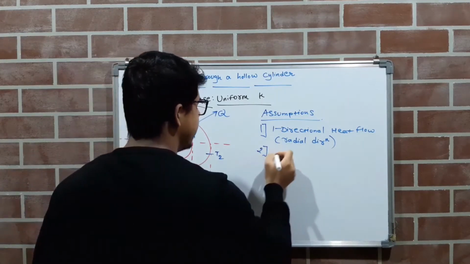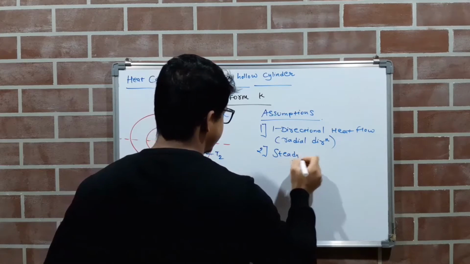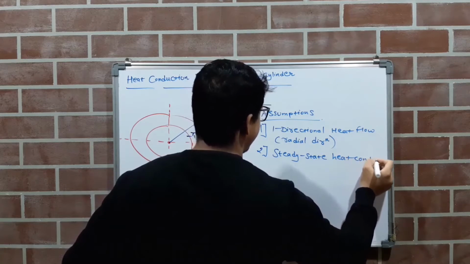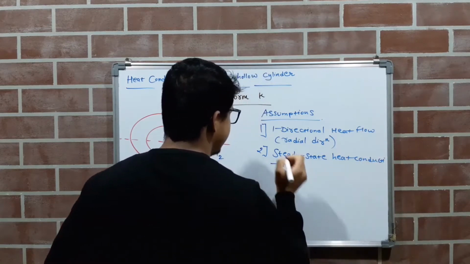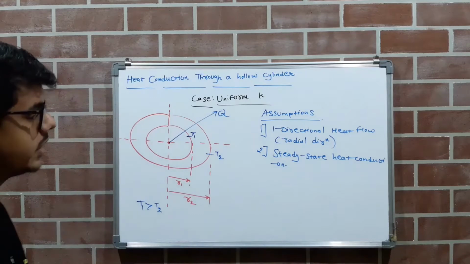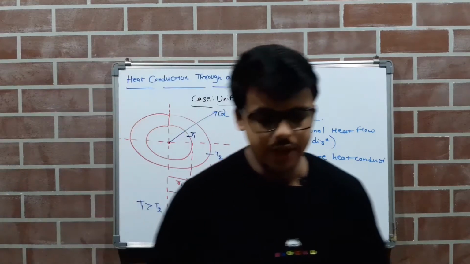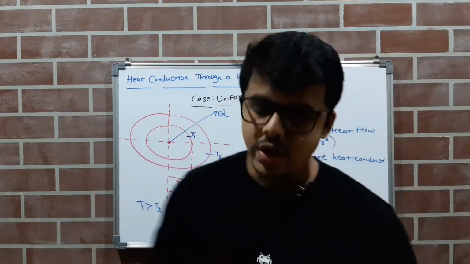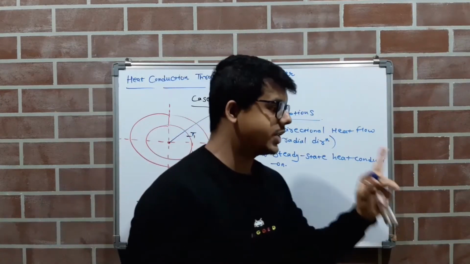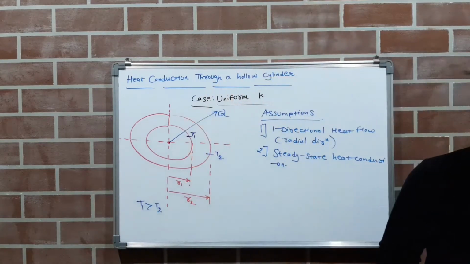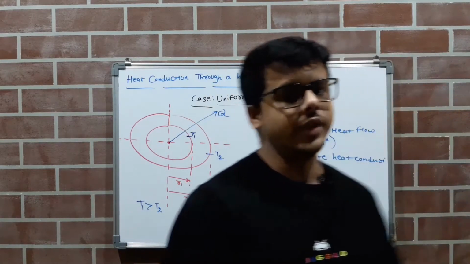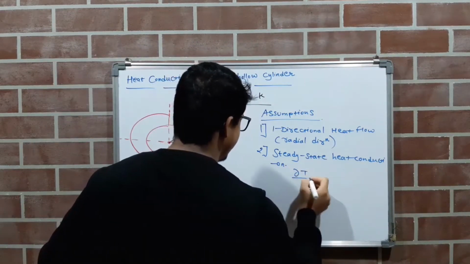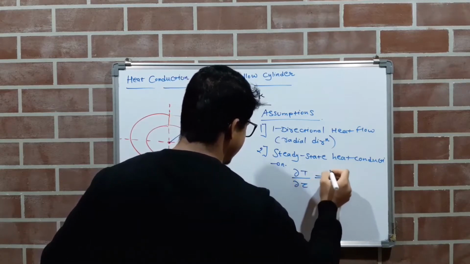Now the second assumption is that we have steady state heat conduction. Whenever we have steady state heat conduction, the change in temperature with respect to time will be 0. That means temperature will not change with respect to time. It will remain constant. The whole concept of steady state heat conduction is discussed in the earlier videos of heat transfer, so you can check those videos in the heat transfer playlist on my channel. So steady state heat conduction means the change in temperature with respect to time will be 0.